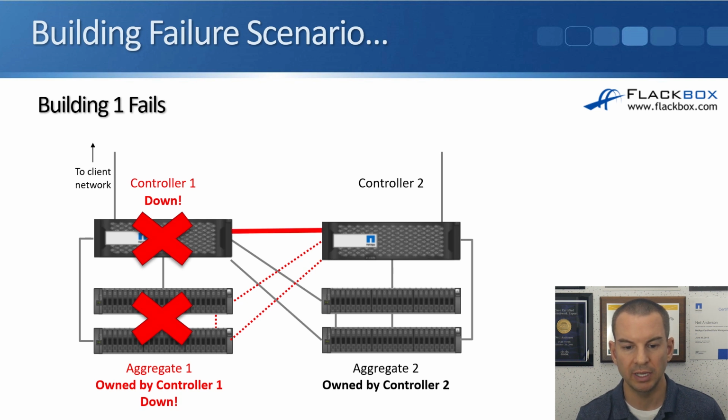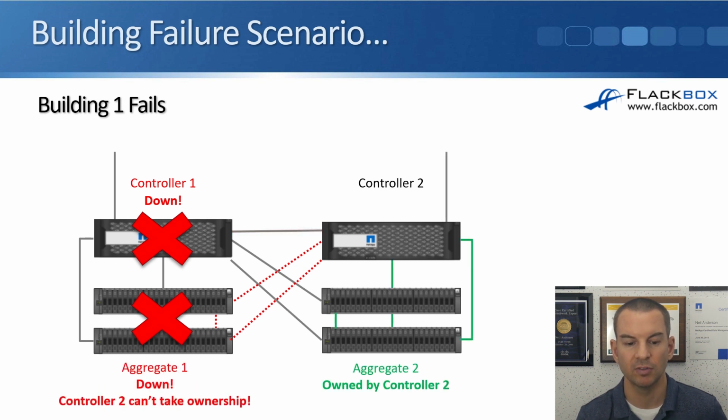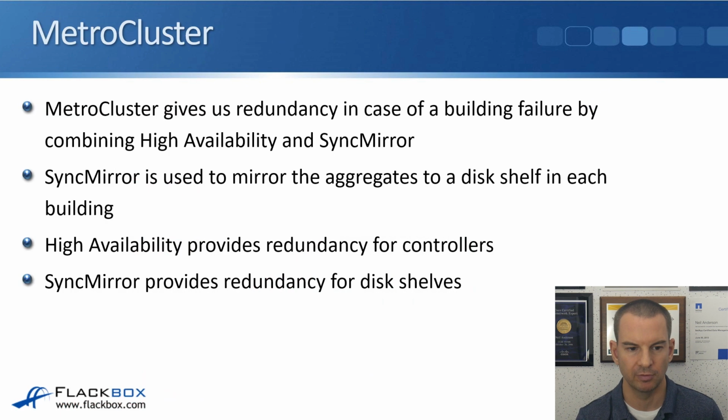Controller 2 is connected to controller 1's disk shelves, but the problem is that the disk shelves have also gone down, so it doesn't help having controller 2 connected to them. The aggregate that is on those disk shelves is still not going to be available. So you can see here that traditional high availability gives us redundancy for controllers, but it doesn't give us redundancy for our disk shelves. So this is where MetroCluster comes in.